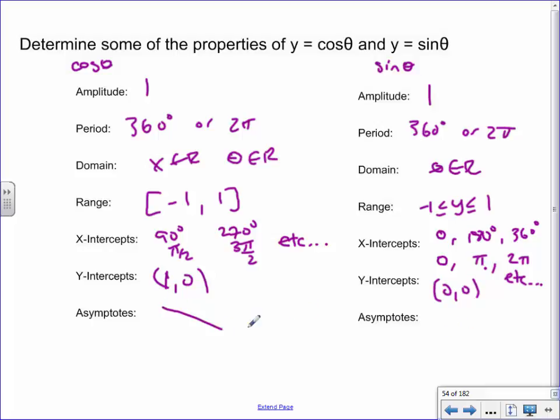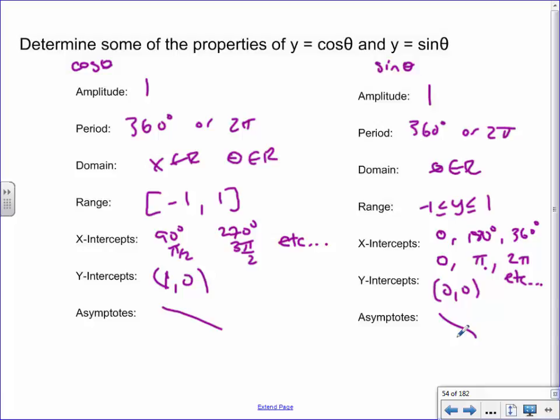Okay. The last one, they don't have asymptotes. Sine and cosine don't. Tomorrow, when I talk about tan, cosecant, secant, and whichever one I missed, the remaining 4 identities, those ones all have asymptotes because those involve dividing things by each other. But for right now, we don't actually have any asymptotes.